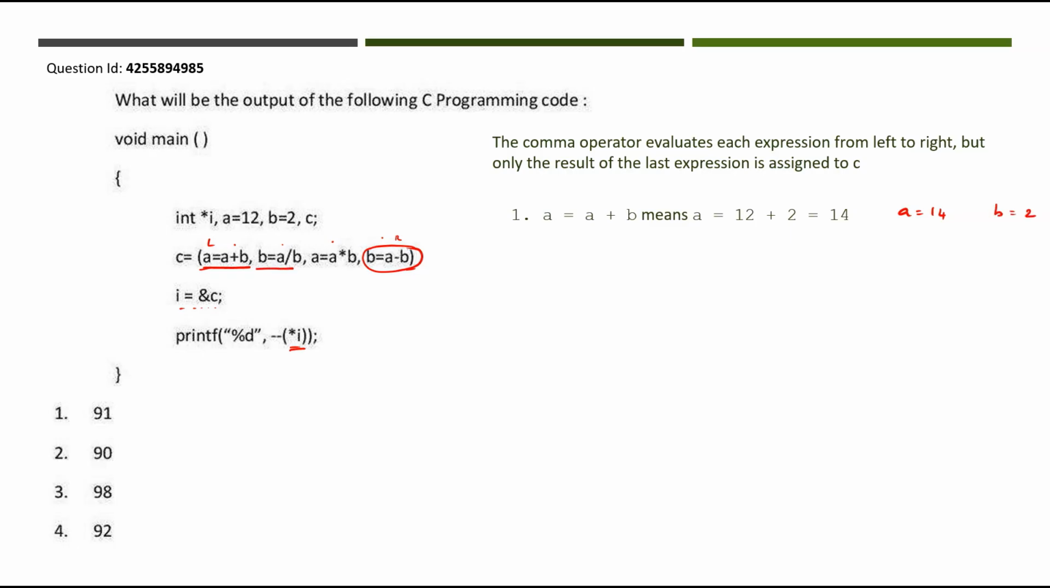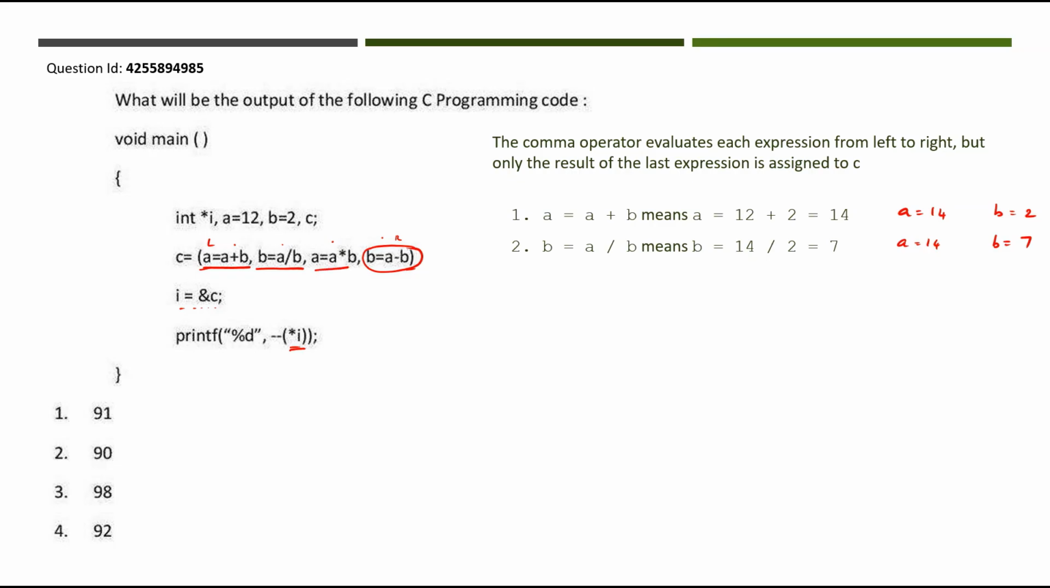Now we will go for the second expression. B is equal to A by B. What is A now? It is 14. What is B? It is 2. 14 divided by 2 is 7. So now A is equal to 14 and B is equal to 7.